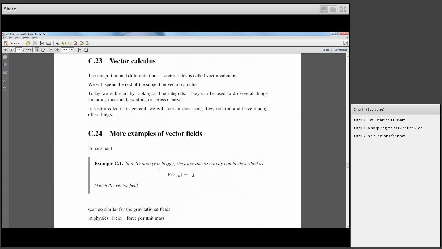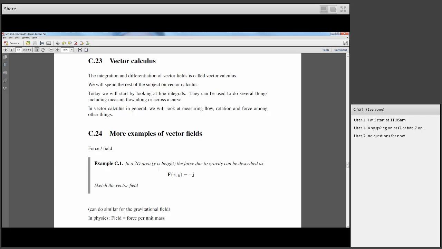So the next part of the subject, which we're starting today, is called vector calculus. That's the last part of the subject. And pretty much vector calculus is really the integration and differentiation of vector fields. That's really what it comes down to. And so that's what we're going to spend the rest of the time on. So we'll start by looking at line integrals.